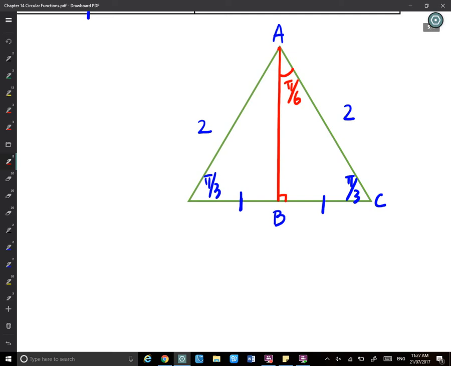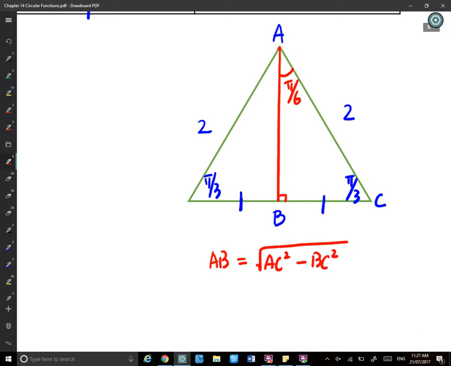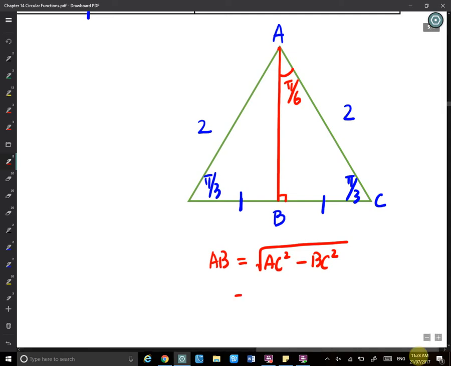Hypotenuse is 2, so AB equals the square root of AC squared minus BC squared. Correct? Hypotenuse squared, subtract the side squared, square root equals the other side. This equals 2 squared is 4 minus 1 squared, which is 1. That gives you root 3. Okay, we have AB equals root 3.